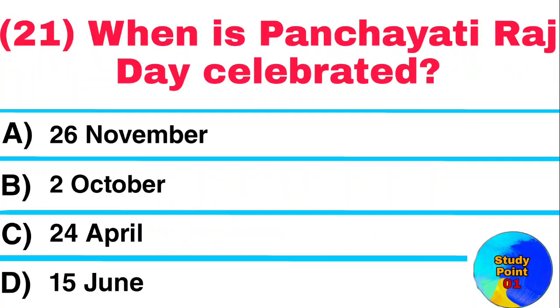Question. When is Panchayati Raj Day celebrated? A. The 26th of November. B. The 2nd of October. C. The 24th of April. D. The 15th of June. Answer. The 24th of April.